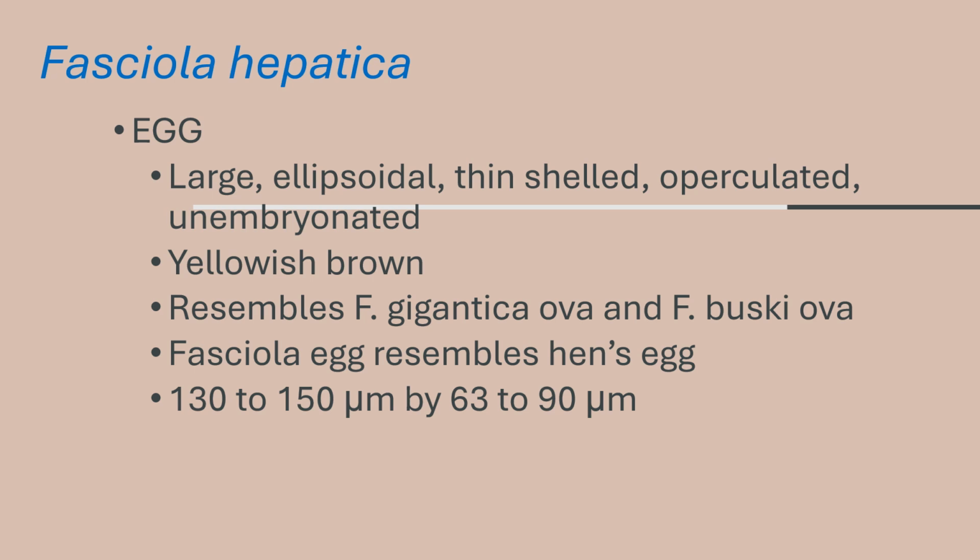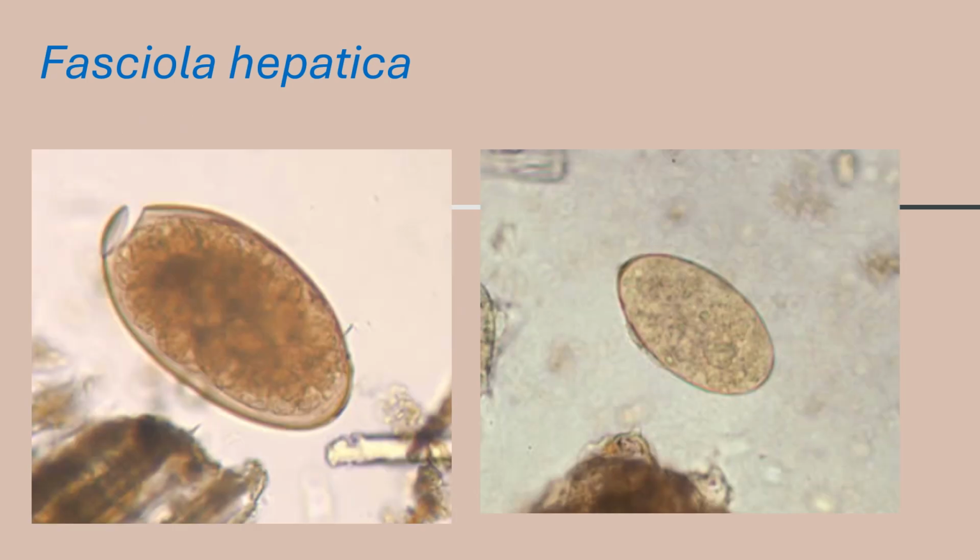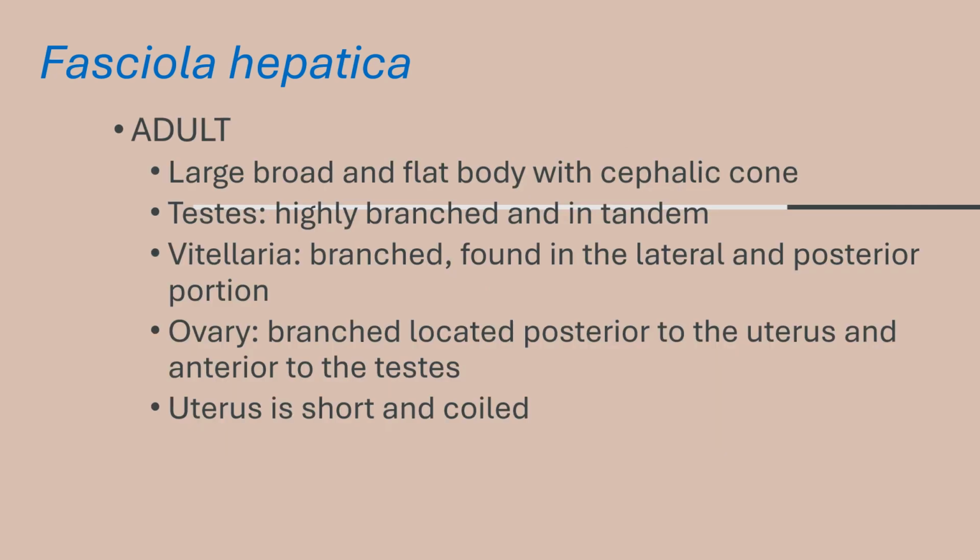As for the dimensions, the Fasciola hepatica egg measures 130 to 150 micrometers by 63 to 90 micrometers. This is an illustration of your Fasciola hepatica ova. Please note you have here the operculum, and it is thin-shelled. Inside is an unsegmented or undeveloped larva.